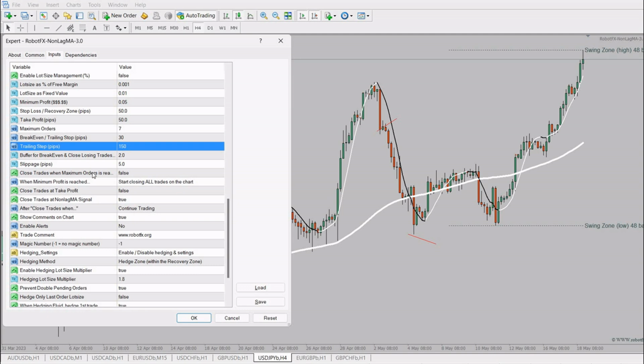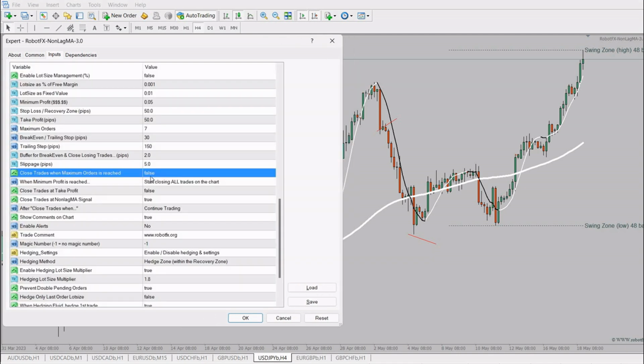And finally, here's an important part. Close trades when maximum orders is reached. By default, it is set to false. I personally don't use it, but you might want to use it, who knows. So you have the option to set it to true, and that means that the expert advisor will start closing trades in the order of their opening, making it comfortable with most or with all brokers, as soon as it opened the 7th trade. If you are hedging, you might not want to use this again.